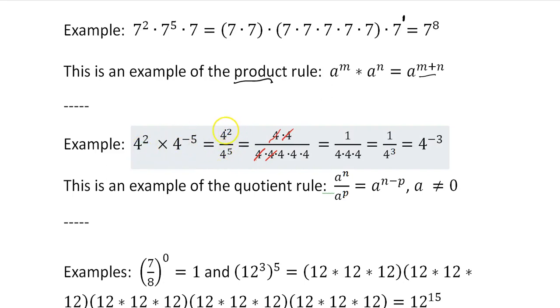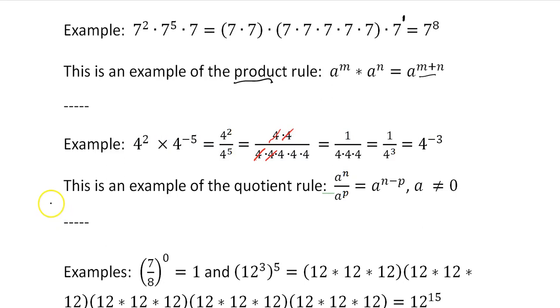So my 4 squared stays in the numerator. My 4 to the negative 5th becomes 4 to the 5th in the denominator. And now here's where this starts becoming helpful. I can start canceling these out, and I wind up having 1, and I have the 3 4s still left in the denominator that I'm multiplying by itself. So I have 1 over 4 to the 3rd power, or 4 to the negative 3rd.